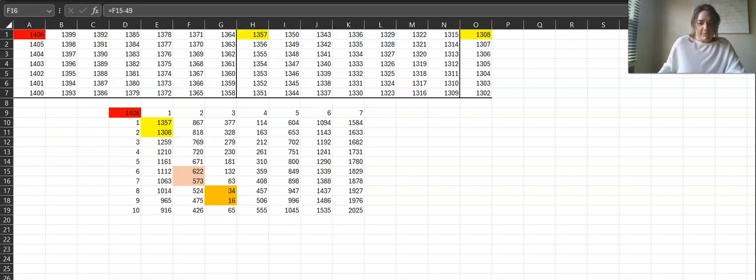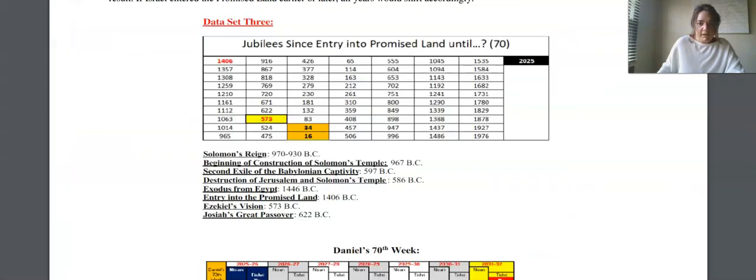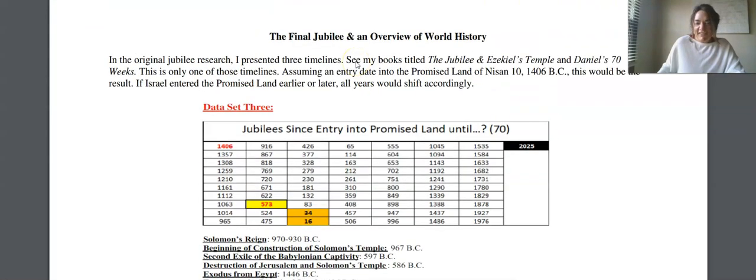Where this came from originally was the timeline that I'm going to share here. And this is one of the ones on my academia page that I had scheduled to go through. This is in several of my books, and it was the data sets that I used in the calculation of my Jubilee timeline, and there are 10. So this is what it says, and this is called The Final Jubilee and an Overview of World History.